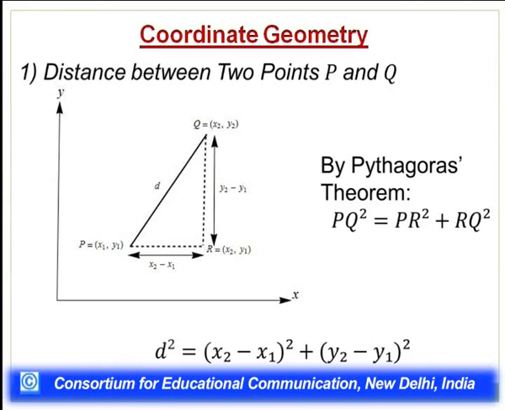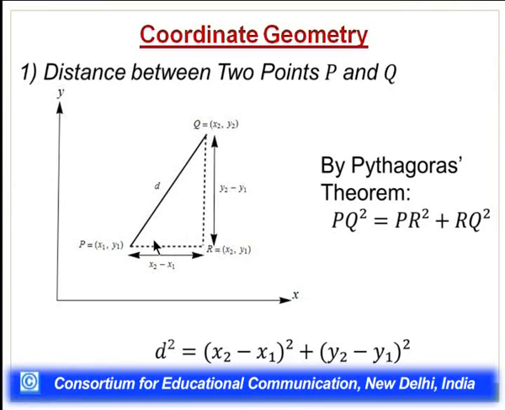Now, the x coordinate of R will be the same as that of Q, because both R and Q are the same distance from the y-axis. So the x coordinate of R would be x2. Now, if you look at the y coordinate of R, note here that R and P are at the same height. So the y coordinate of R would be the same as the y coordinate for P. Therefore, the y coordinate for R will be y1. That is, the coordinates for R are x2, y1.